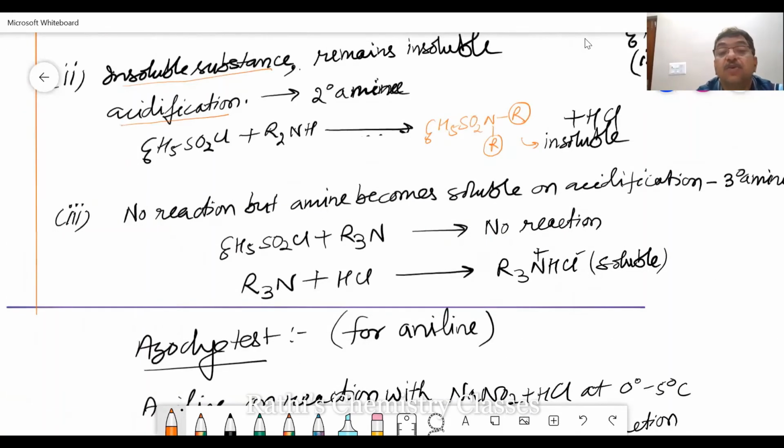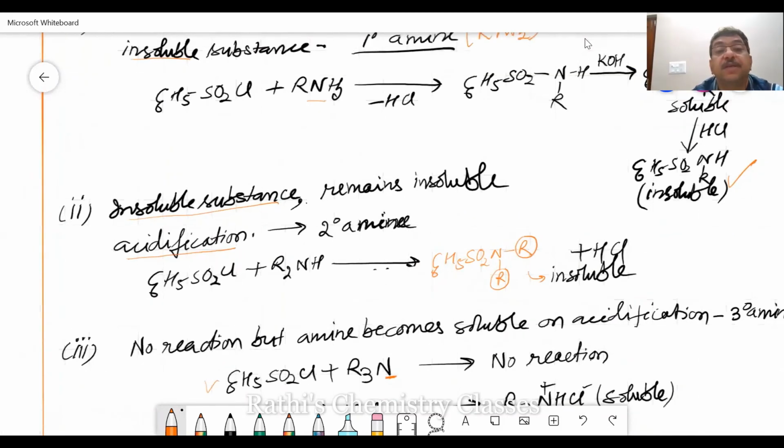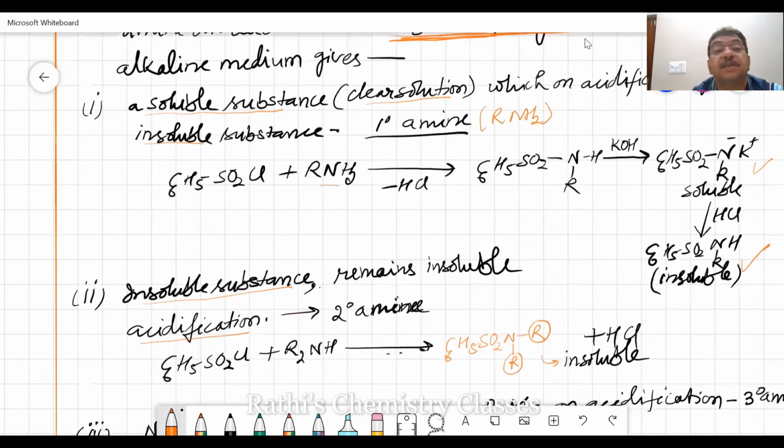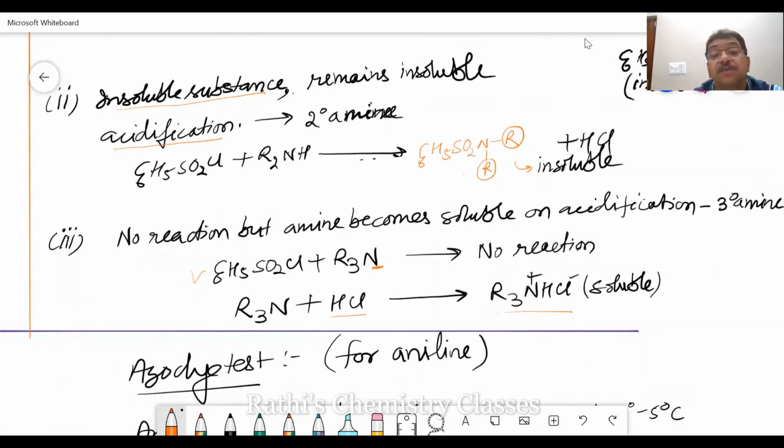3rd degree, there is no reaction because there is no replaceable hydrogen in 3 degree amine. That's why it does not react with benzene sulfonyl chloride. But when we add acid in it, immediately it gives the soluble salt. So this is the difference between the 1 degree, 2 degree and 3 degree amine. 1 degree amine gives clear solution, but on acidification, it gives insoluble substance. 2 degree amine gives insoluble substance in alkaline as well as acidic medium. 3 degree amine does not react with benzene sulfonyl chloride, but on acidification, it becomes soluble.